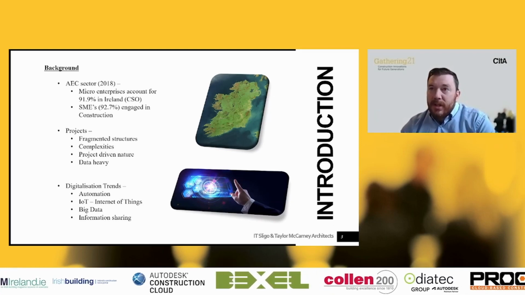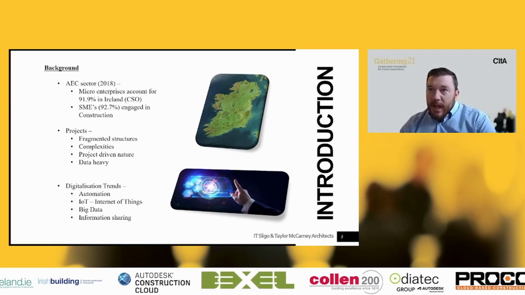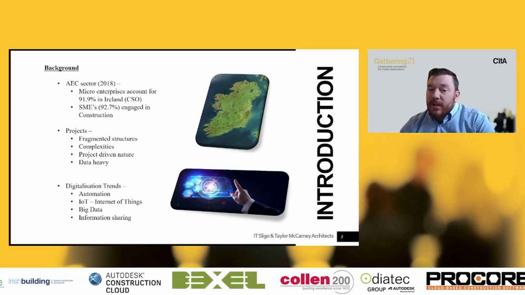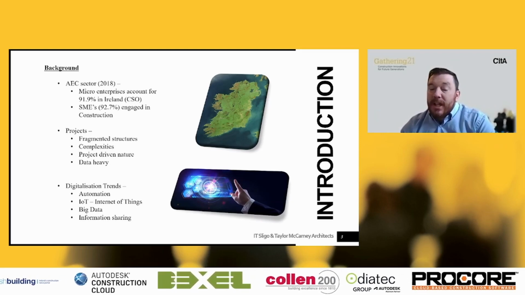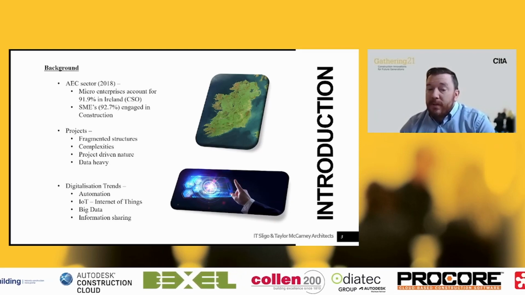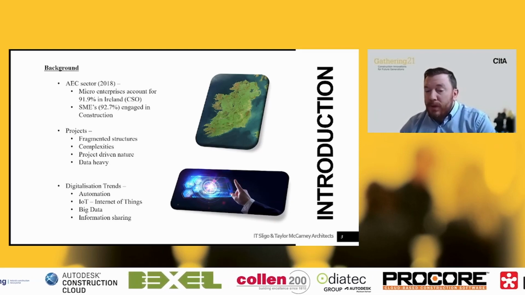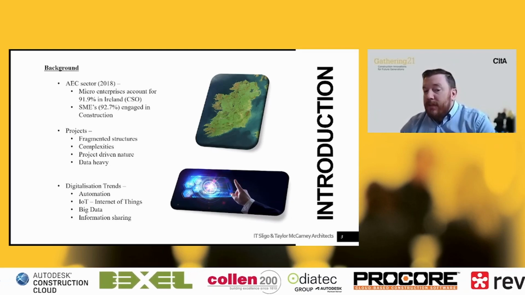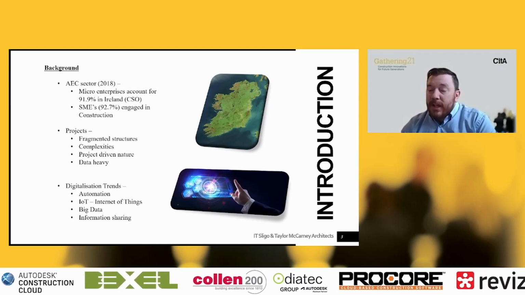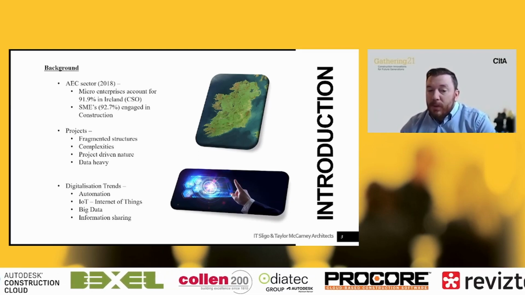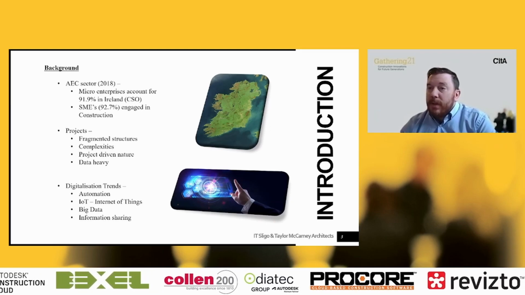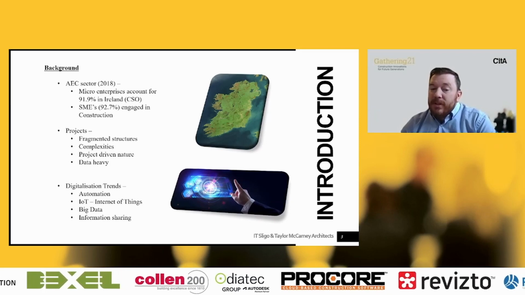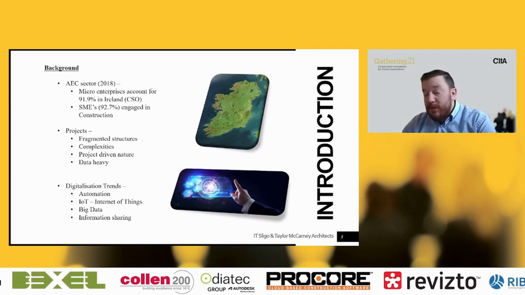So I suppose digitalization trends and how that might help with this information and data. Digitalization is happening. It's challenging organizations now more than ever. And the move towards automation, Internet of Things, big data, AI and information sharing is rapidly changing the landscape of organizations, and it's putting a greater pressure on organizations to increase performance and efficiencies throughout their organization through digitalization.